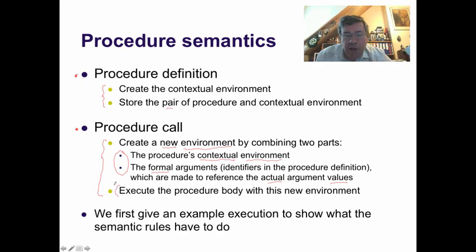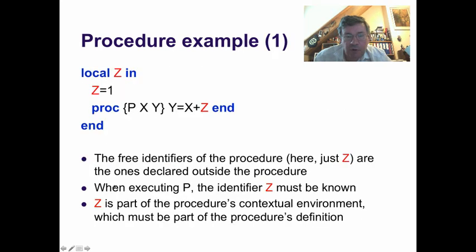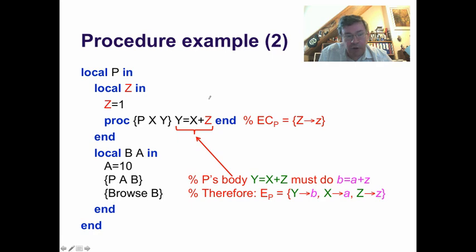Okay? So let me show you now an example to show you how this works. So here's a simple procedure, P. What P does is it calculates y is equal to x plus z, so x plus 1. So its output y will be x plus 1. Okay? Procedure P has one free identifier. This is z. When we execute P, we have to know the value of z. So z is part of the procedure's contextual environment. Now let's see how the call works.